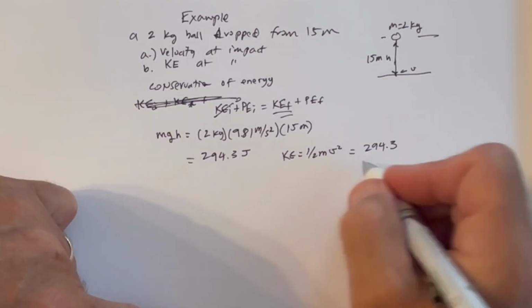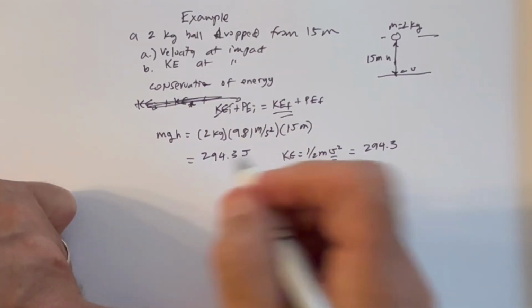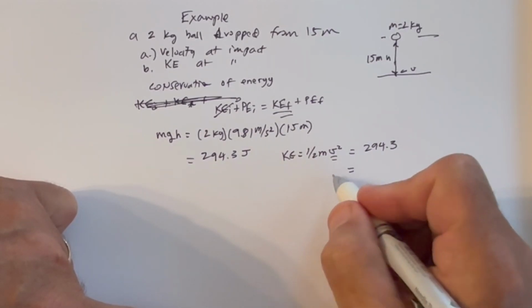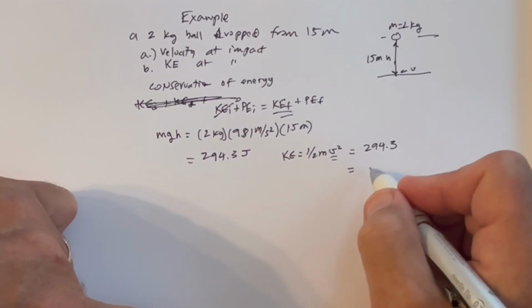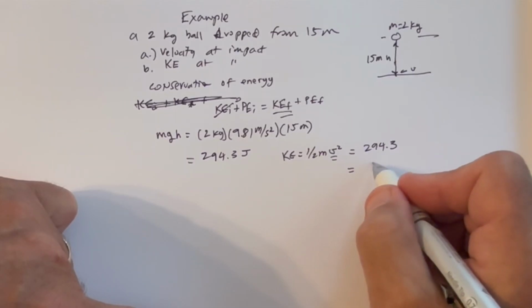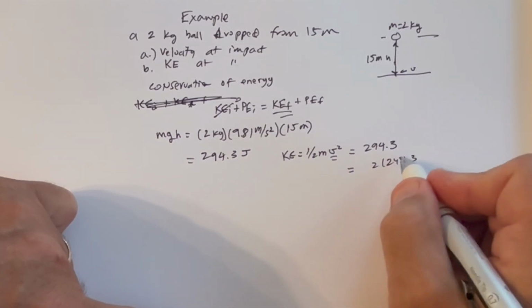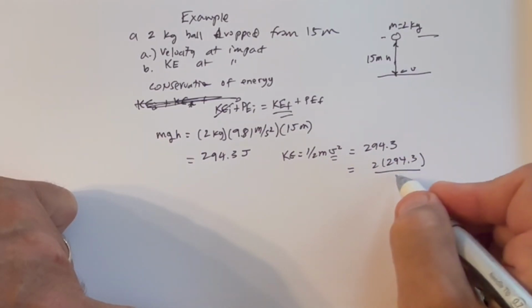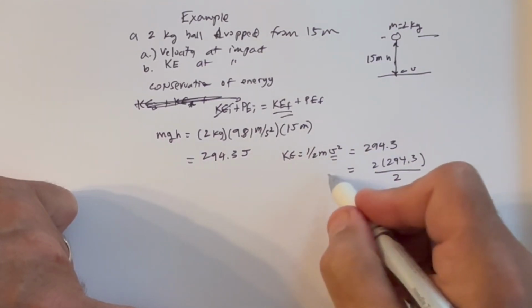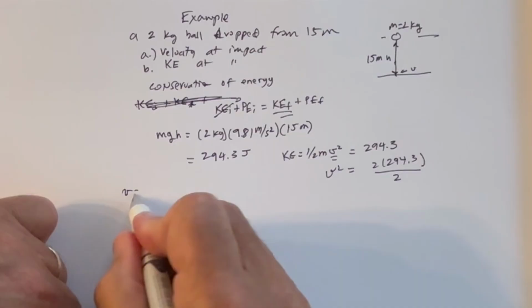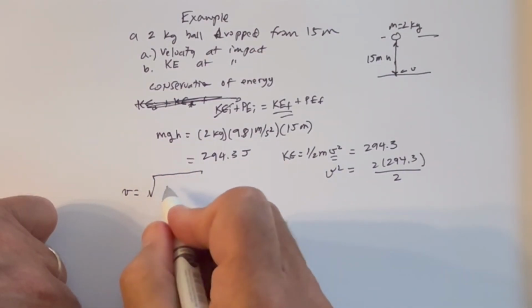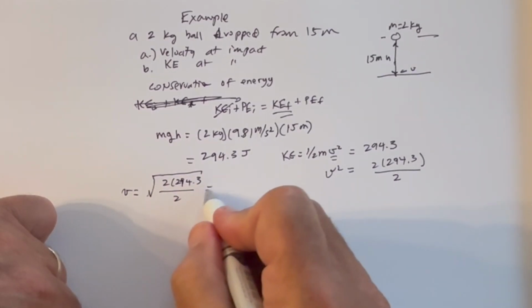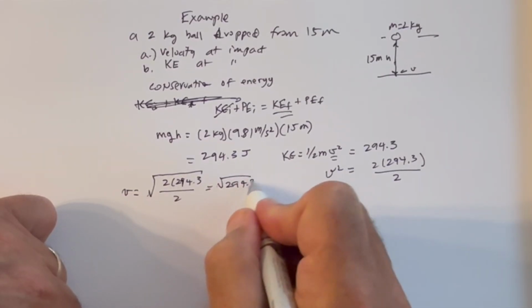So what we want to do, let's just rearrange this equation. We'll solve for v, because that's what we want to know in part A, what is the velocity when it hits. So now, if we take the 2 over there, and the 1/2, that's going to be 2 times 294.3. And then we can divide by the mass, which is 2 kilograms. And then that's going to be v squared. So v is going to be equal to the square root of 2 times 294.3 divided by 2, which is just the square root of 294.3.